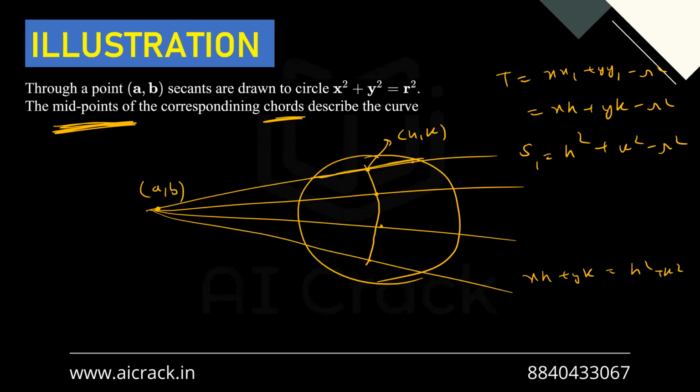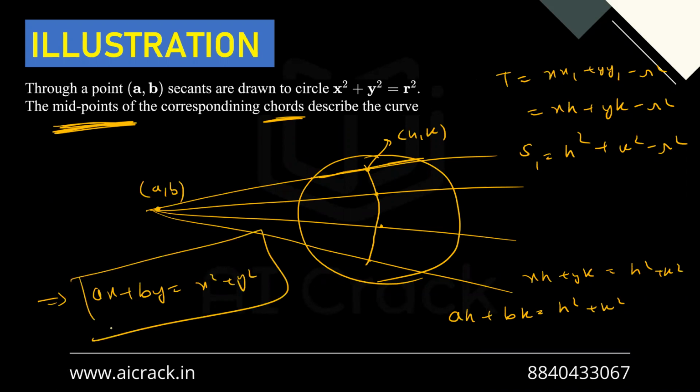These chords are nothing but secants only. All these secants are actually passing through this point a comma b, right? So we can put the value a comma b in place of x comma y. Okay, so that would give us ah plus bk equals h square plus k square. Now we can replace h and k with x and y to get the final equation of locus. That would be ax plus by equals x square plus y square. So this is the locus equation for this particular problem.